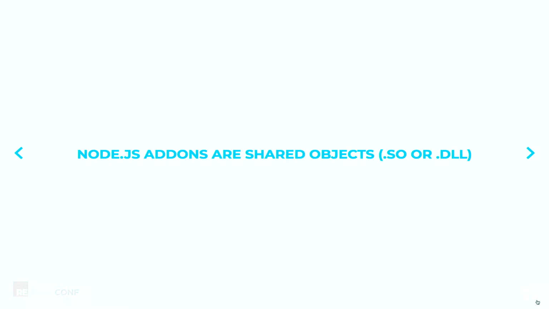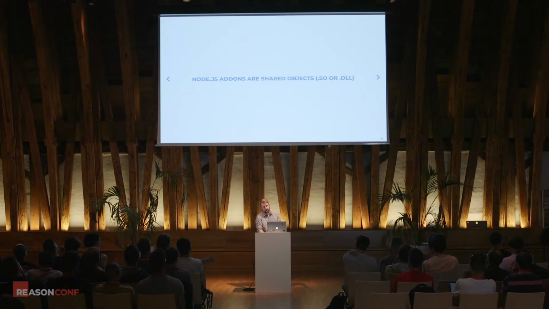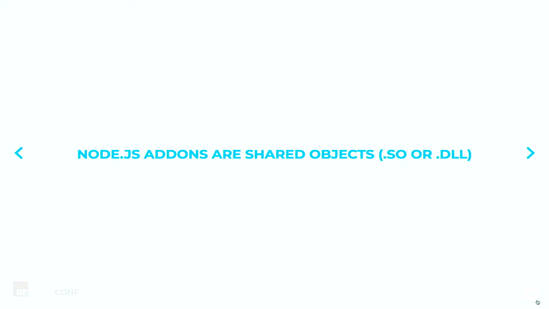The only difference is that they use the .node extension, in order to show that they're really not going to work with any other runtime, with any other process. Because if a process tries to load such a shared object, it's not going to have all the necessary symbols that this add-on depends on.